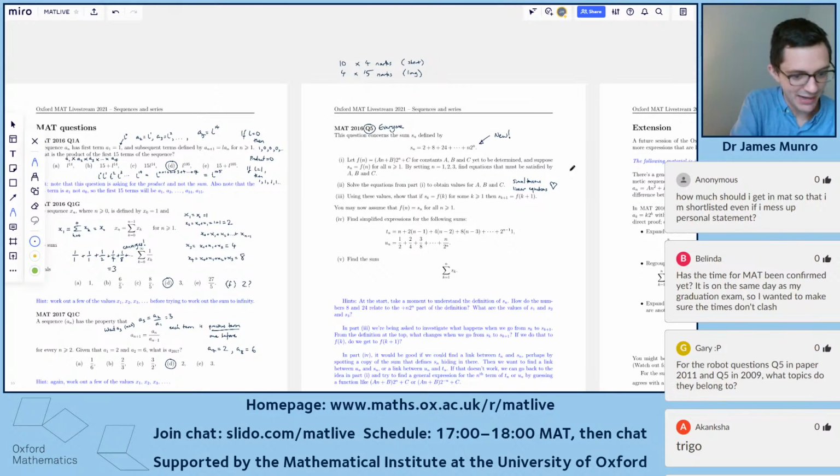Question, how much should I get in MAT? The more the better, I think. About 70 is a good score, more than 70 is pretty good. Please try and score points in maths.